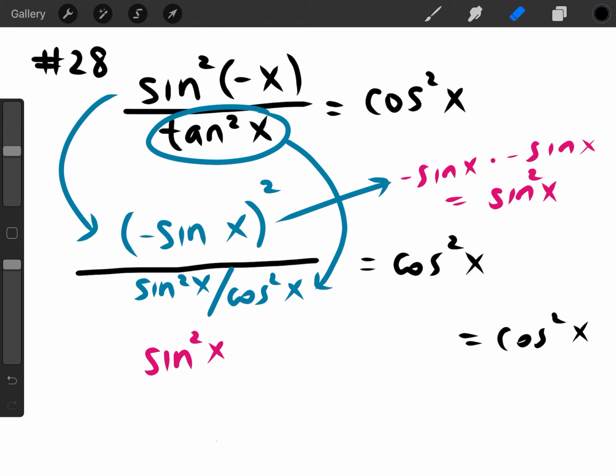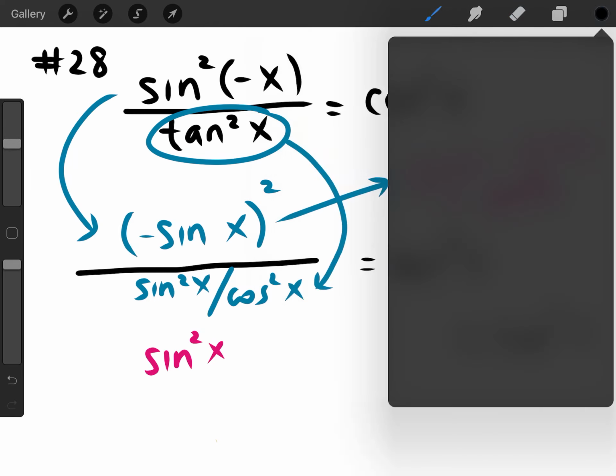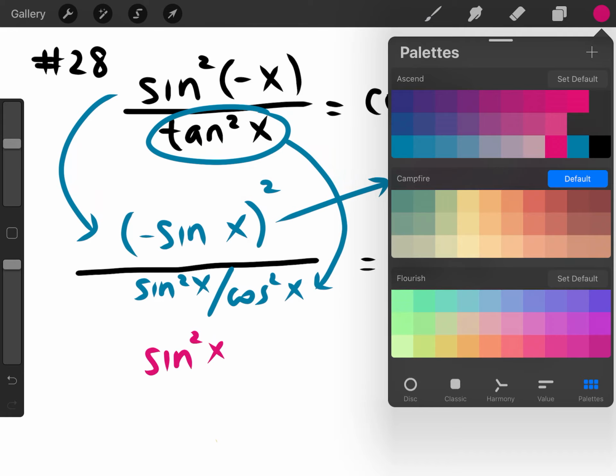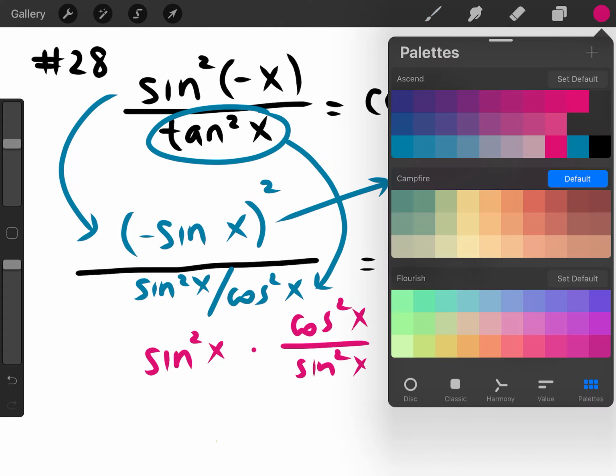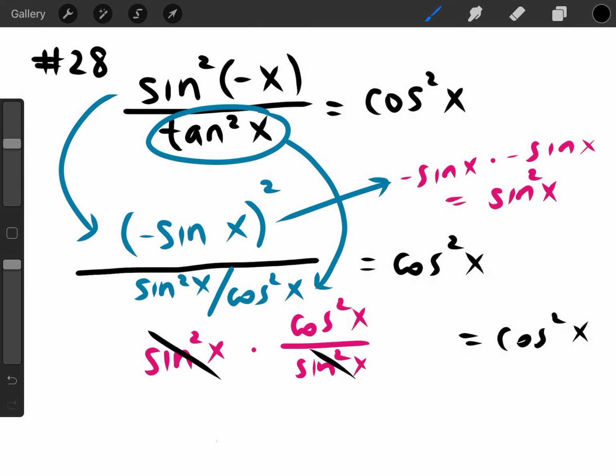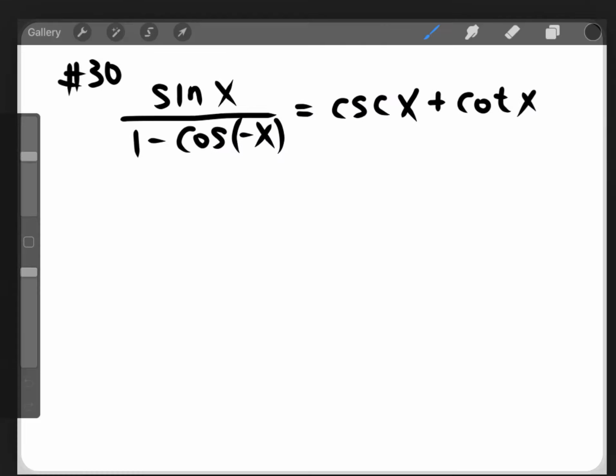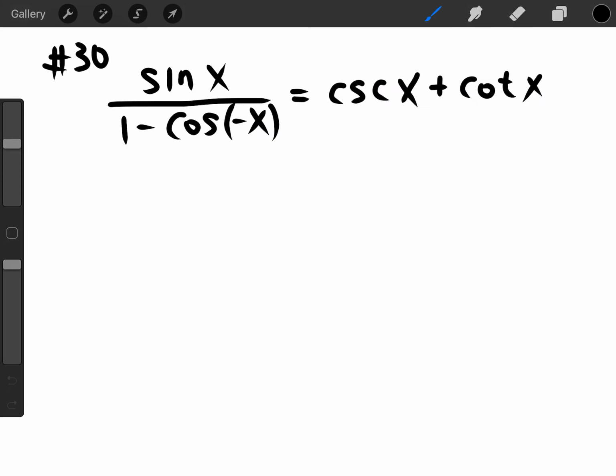square x. And I told you guys earlier, whenever you see division, you can change it to multiplication, but make sure that you flip the fraction. So multiply by cosine square x over sine square x. Cancel out the sine square x. So you have cosine square x equal to cosine square x. So they are equal.